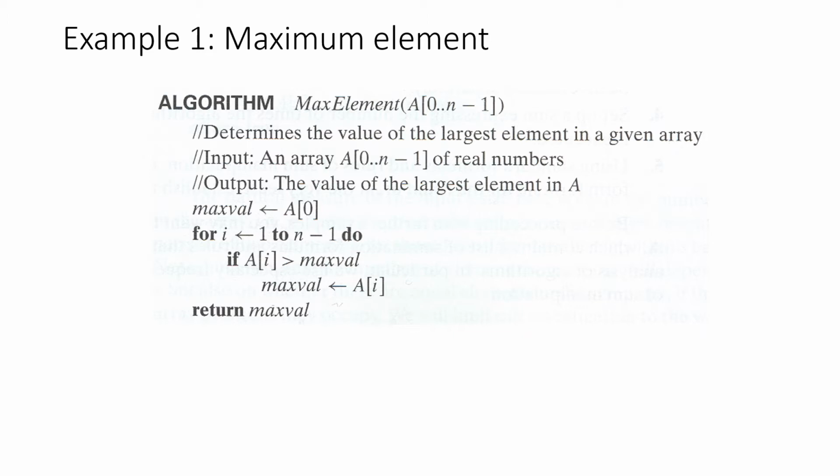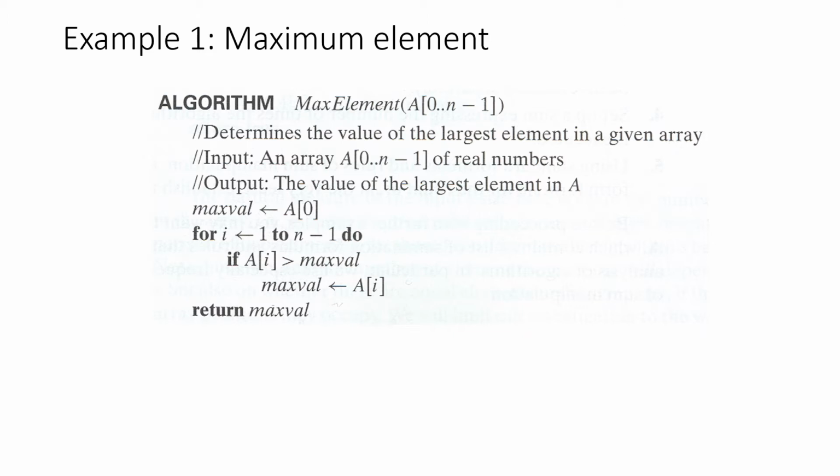Let's go through the algorithm. It takes n elements as the input. Here they are assuming the starting index is 0, hence the uppermost index value is n minus 1. So this is your input. And what is our output? The value of the largest element that is present in A. Initially they are taking the first value that is present in the list as the maximum value.